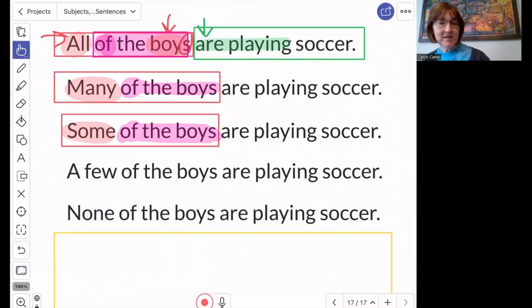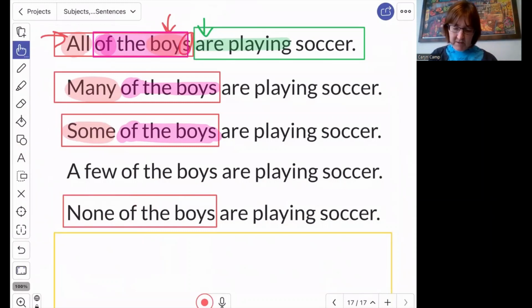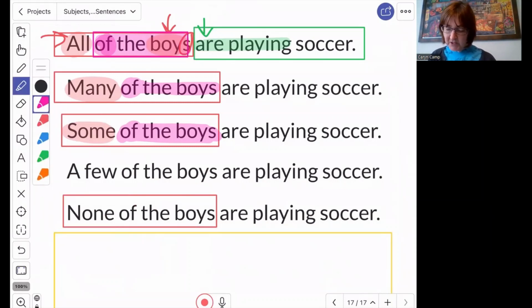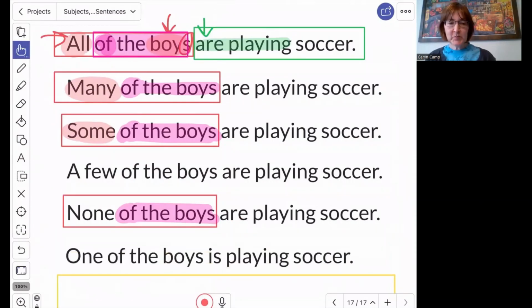Now, this one's tricky. None of the boys are playing soccer. So let's find our complete subject: none of the boys. Here is our preposition of. There's our prepositional phrase of the boys. But none, think, well, that's less than zero. That's zero. That's nobody. But we're taught what it's referring to: of a group, of many, of more than one boy. And so with none, we are also going to use are. None are playing soccer.